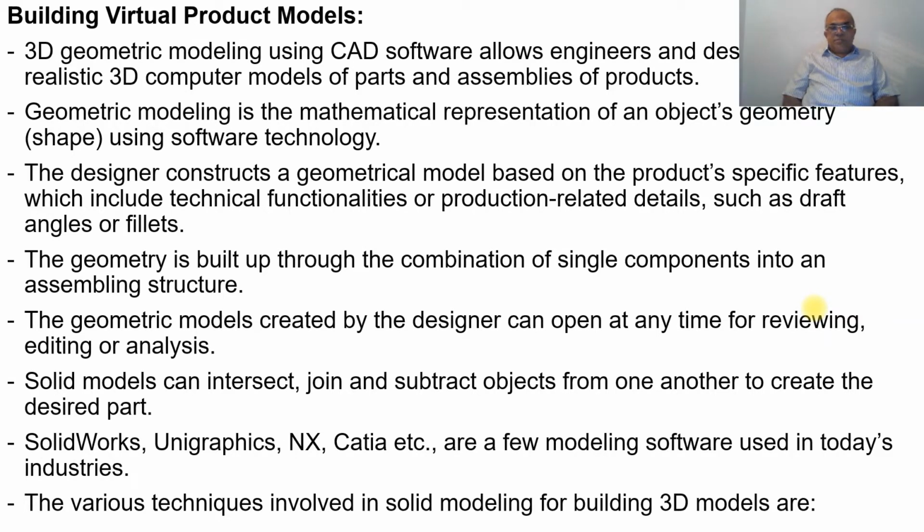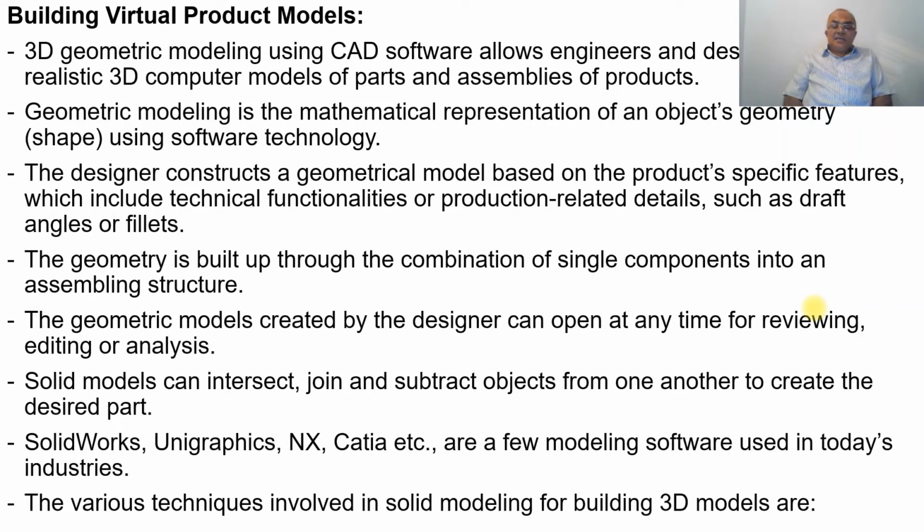The geometric models created as solid models can intersect, join, and subtract objects from one another to create the design parts. So what does it mean? It adapts the Boolean operations. The Boolean operations are union, subtract, or intersection. Basically we use joining, that is adding, and subtracting much more, but intersection has a very limited application.